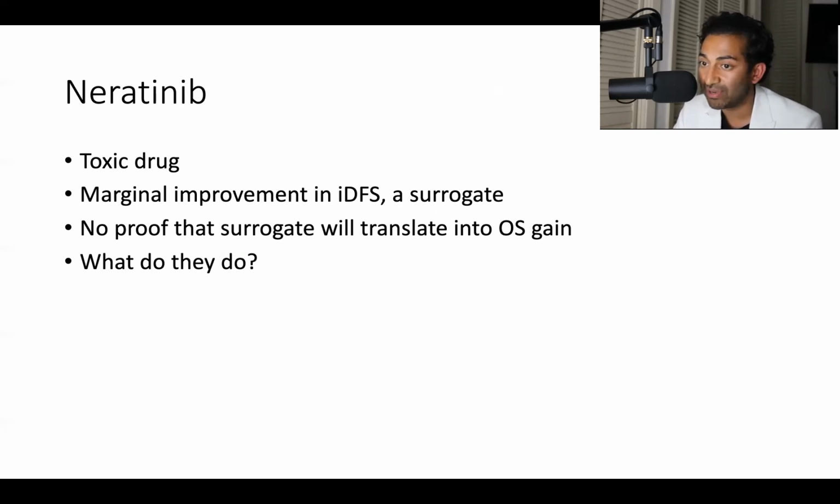There's a marginal improvement in IDFS. It's a surrogate that has a poor correlation with OS. The magnitude of your IDFS benefit is so marginal that I have no confidence that it will translate to an OS gain. So there's no proof that the surrogate will give me greater survival. So what does the FDA do? What did the company do?